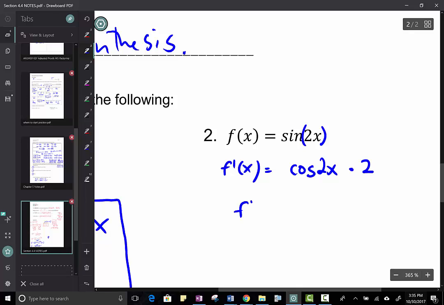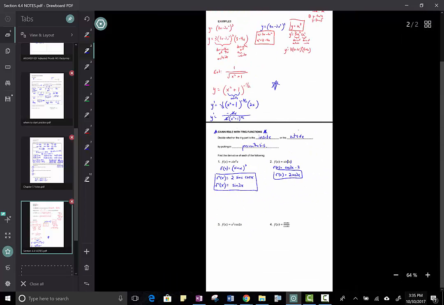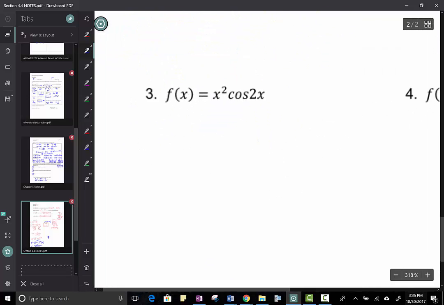So then our final answer, this 2 is being multiplied by that, so it's 2 cosine of 2x. Be careful not to make that 4x on the angle. This would not become a 4, okay? Because the angle is its own piece, so the 2 multiplies on the outside. Okay? So there's 2.